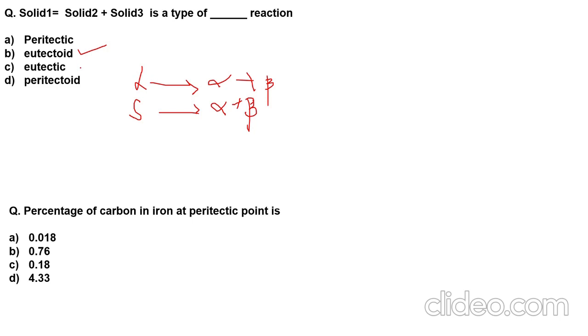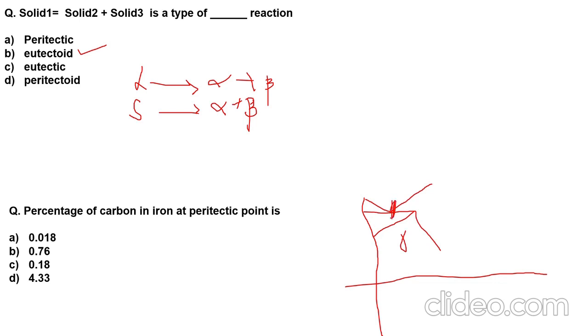So this is a general question that you should remember. What is the percentage of carbon in iron at the peritectic point? Do you know what the peritectic point is in your iron carbon diagram? It is a point here at the top, somewhere like this, and then you have a gamma phase below it. At this peritectic point we have liquid plus delta giving you a solid, gamma. So at what carbon percentage does this peritectic point occur?